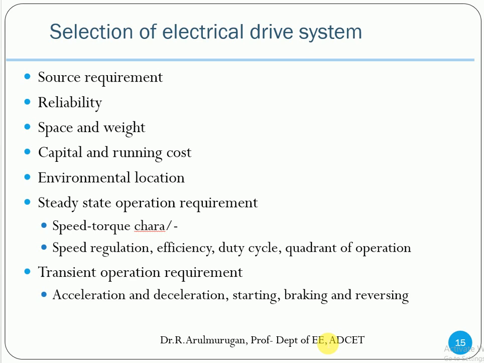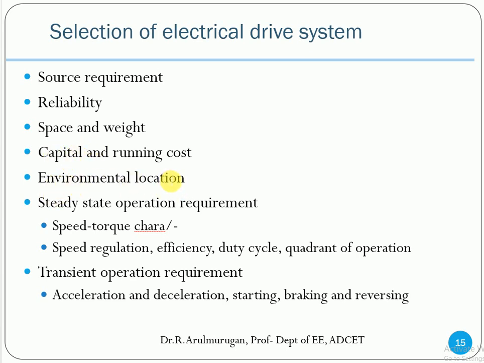What types of things will we consider? First, what is the source requirement? Suppose you have rectifiers available, a rectifier panel, that is your source. Then reliability: what about the reliability of the systems? Then space available, whether it is the ground floor or the first floor. And what is your investment cost? Based on your investment cost and requirement, you can suggest the type of drive system, group drive system or individual drive system.